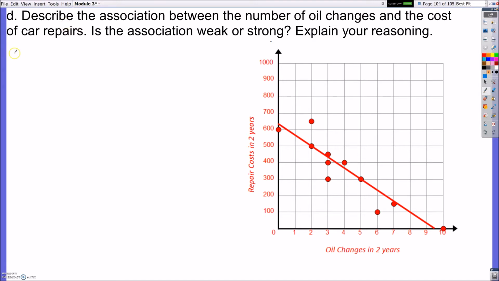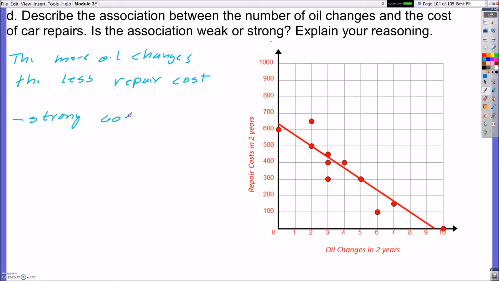So the association is the more oil changes you have, the less repair costs. And I would say this is a pretty strong correlation. Sorry, they said association. Pretty strong association. And it's a strong association because the points are pretty close together.